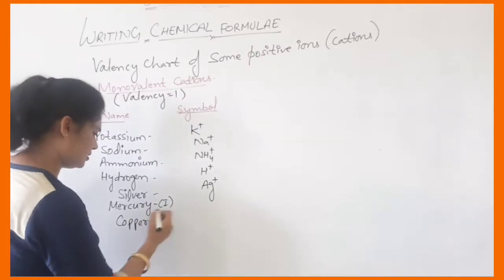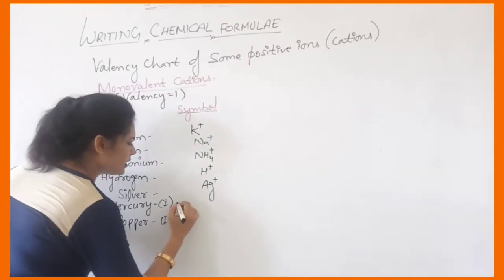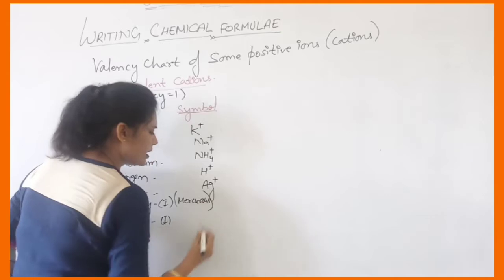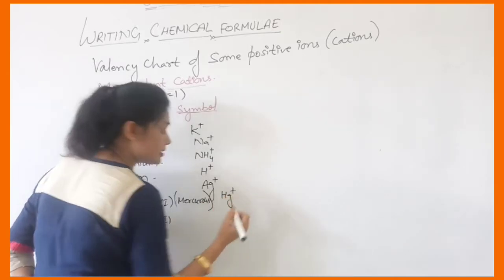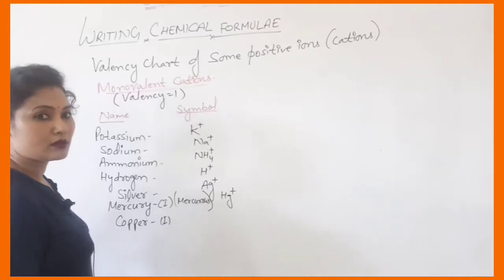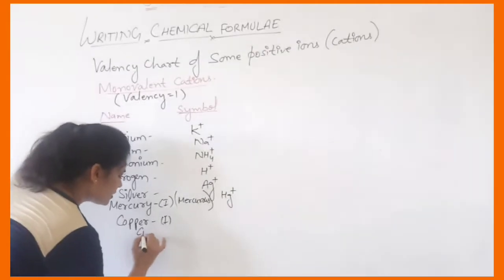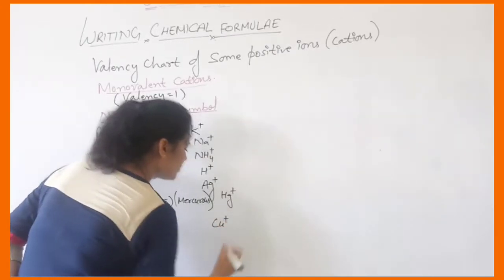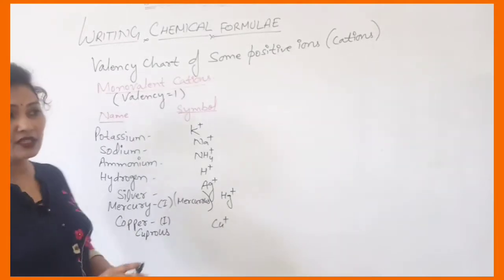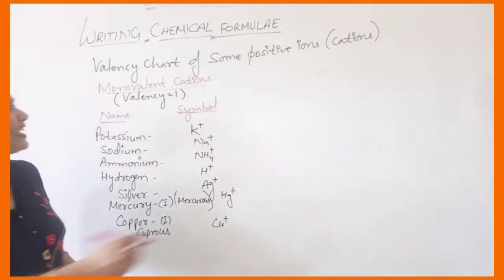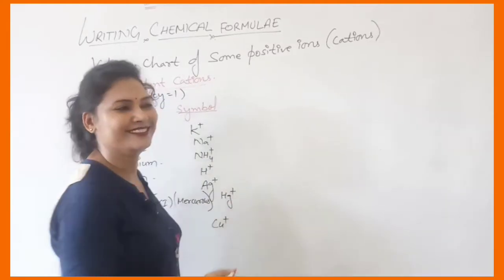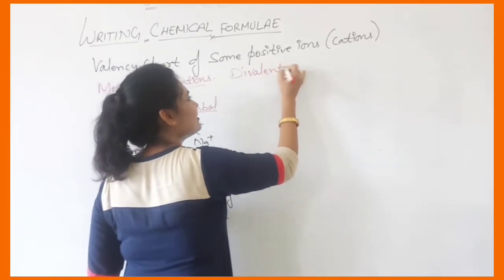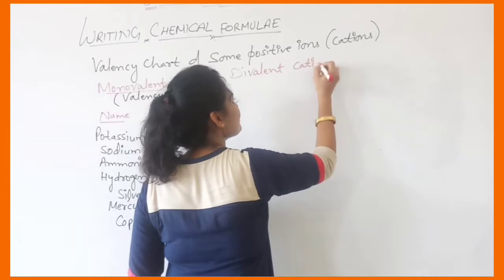So the name of that substance, mercury, we can write here as mercurous, and Hg positive. This is the symbol of the element. Then copper is cuprous and its symbol is Cu positive. After that we can start the divalent cations.